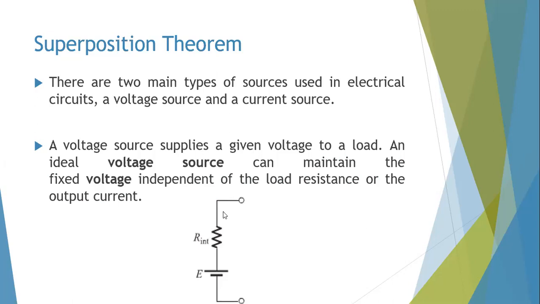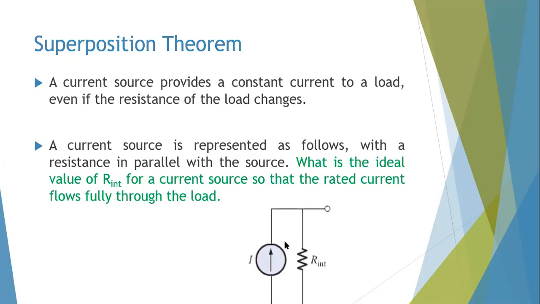Now, what about the current source? We've seen the current source, the resistance is placed across the current source. So what can you say about R int here? Should R int be very large or very small, ideally? That's what is written here. What is the ideal value of R int for a current source so that the current actually flows freely through the load? Remember, you have a load connected across these two terminals here.